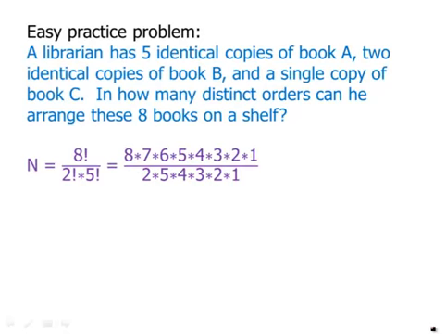Expand the 8 factorial, expand the 5 factorial. Of course, we can cancel a lot right there. Whenever you have factorial over factorial, there's going to be a lot that you can cancel. And then we cancel the 6 and the 2, so we get a 3. 7 times 3 is 21. 8 times 21, well, 8 times 20 is 160, plus 8 more would be 168. So there are 168 distinct orders on the bookshelf.